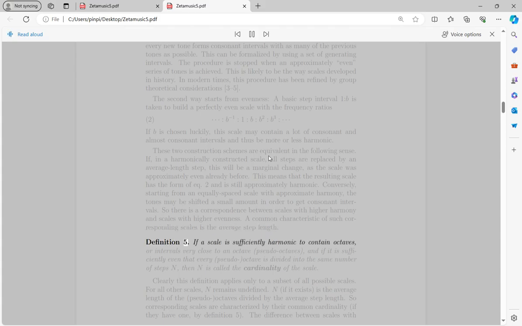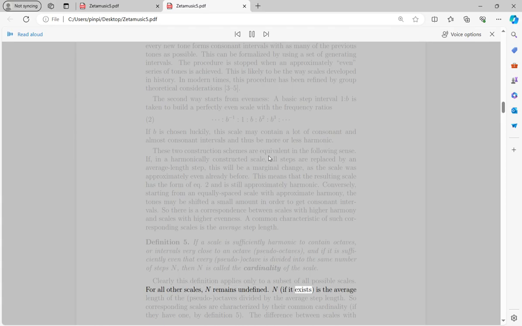Definition 5. If a scale is sufficiently harmonic to contain octaves, or intervals very close to an octave, pseudo-octaves, and if it is sufficiently even that every pseudo-octave is divided into the same number of steps n, then n is called the cardinality of the scale. Clearly, this definition applies only to a subset of all possible scales. For all other scales, n remains undefined.